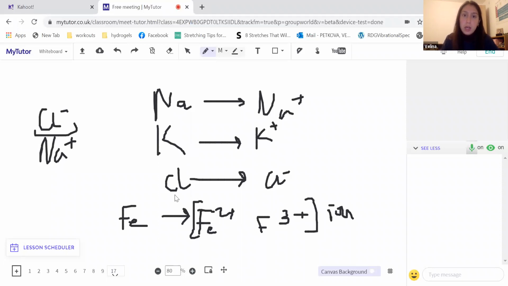So confused with the Roman numerals bit. Should we know what ions they form? No, you don't really need to know that. You just need to know that they can form different ions.